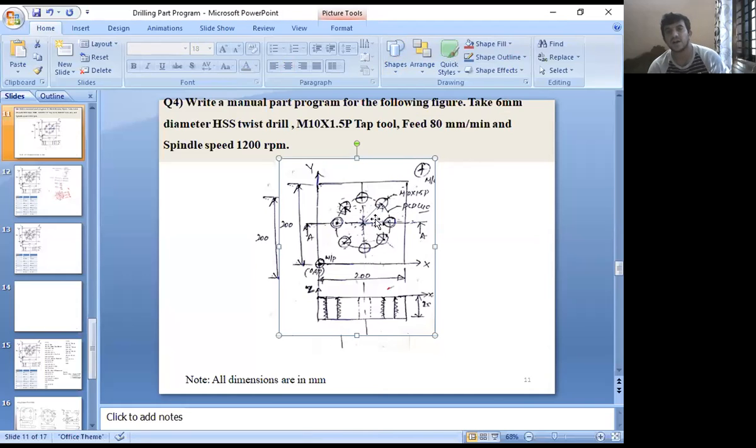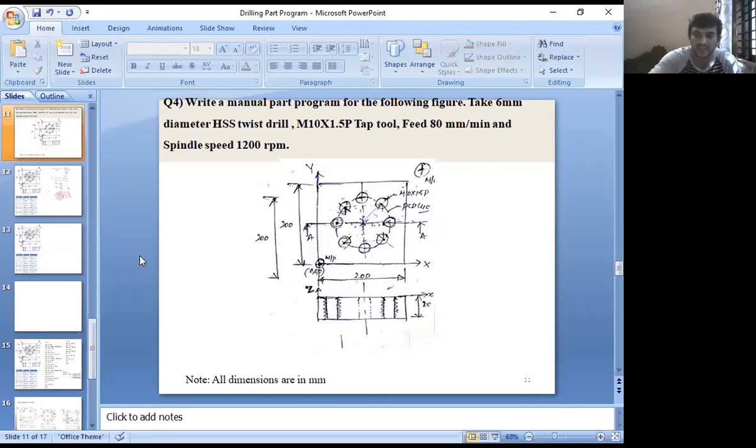How do you determine the angle between these holes? Okay, so the total angle is how much? 360 degrees divided by the number of holes. How many holes are there? 8 holes. 360 divided by 8. How much do you get? 45 degrees.